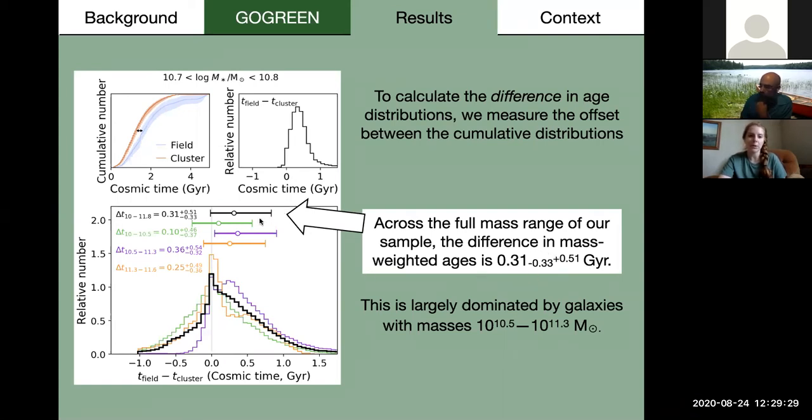And what we do then is look across broader mass ranges, and we can see that this result is dominated by the majority of our sample, which have moderate stellar masses, but the difference is a bit smaller at the lowest stellar masses in our sample or the higher stellar masses in our sample.